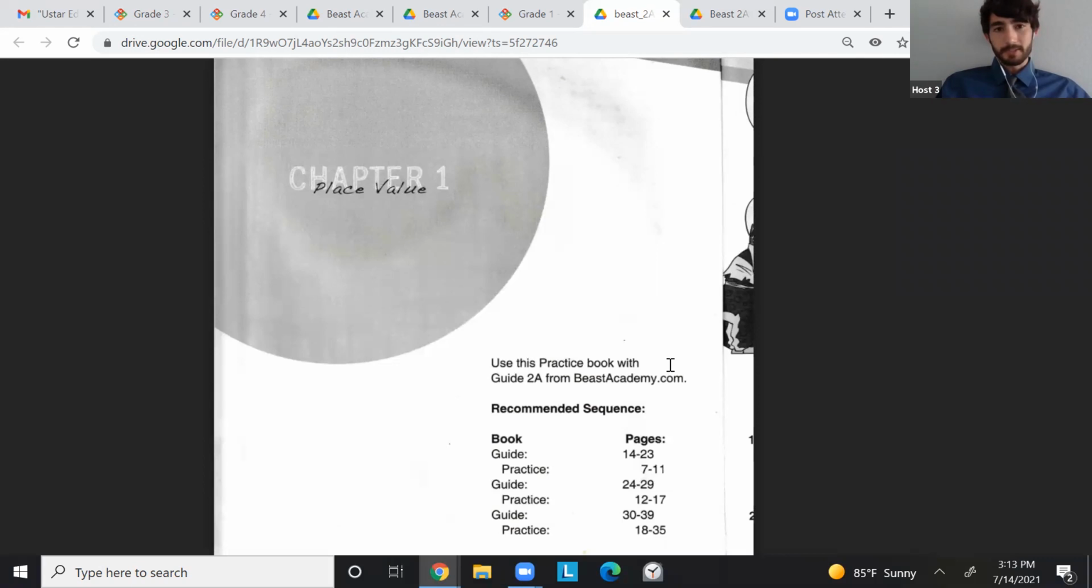And that's pretty much it. Like I said, there are tons of Beast books out there, but they all follow that same format. Read that section in the guidebook, read that section in the practice book, and then go back and forth.